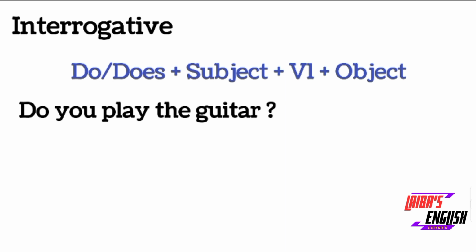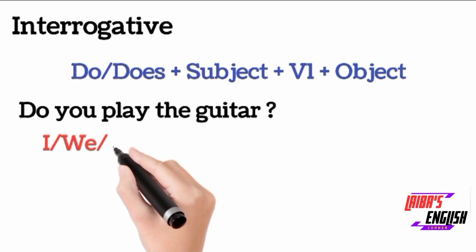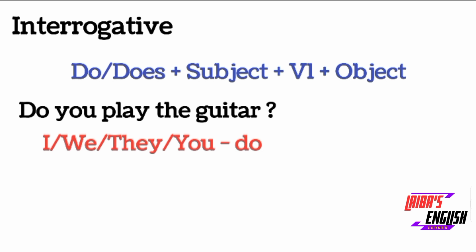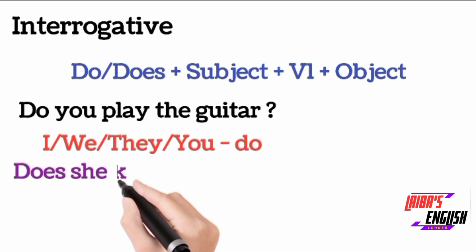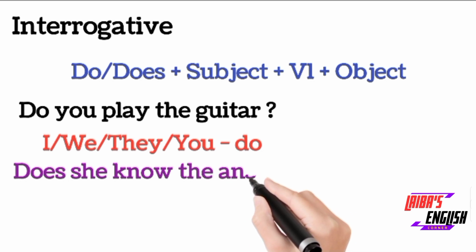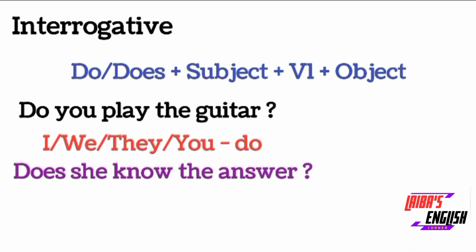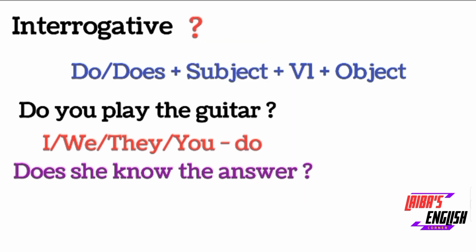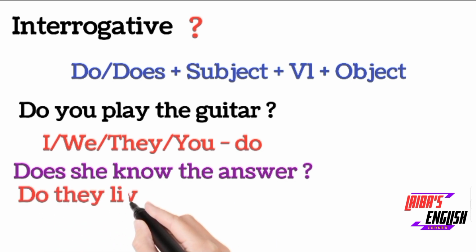For example, do you play the guitar? Why we are using do? We are using do because I, we, they, you, whenever they will be used as a subject, we will use do. So, do you play the guitar? We are having helping verb, subject, verb first form and object. Second example is, does she know the answer? Why we are using does? We are using does because whenever there will be a name, he, she, it, we are using does in the sentence.